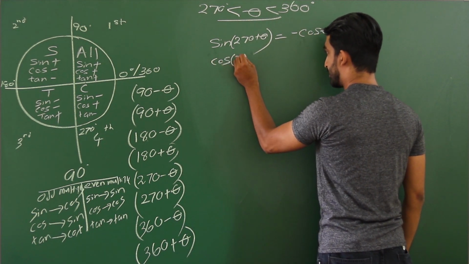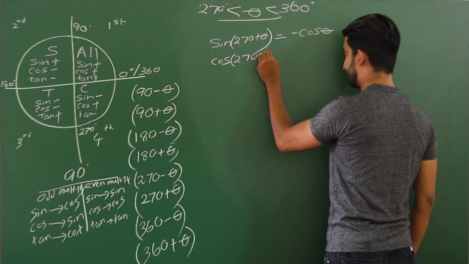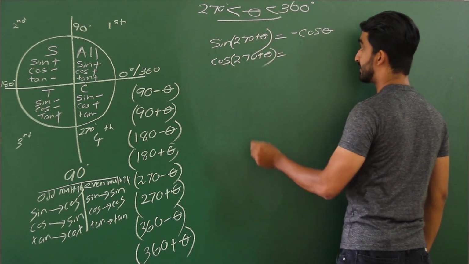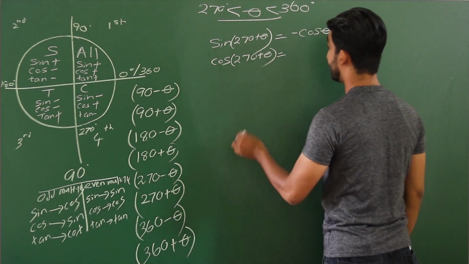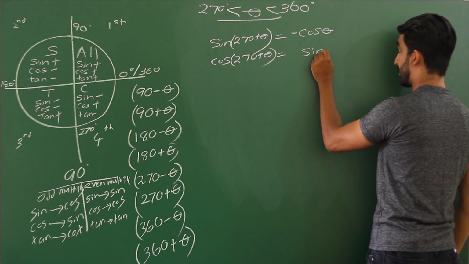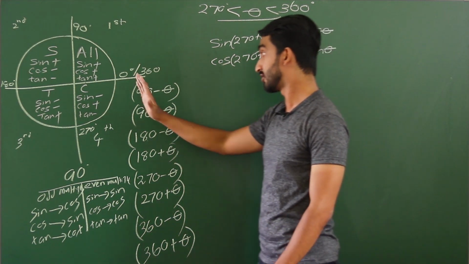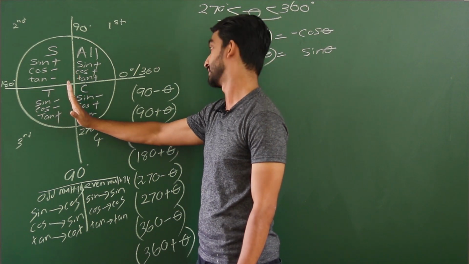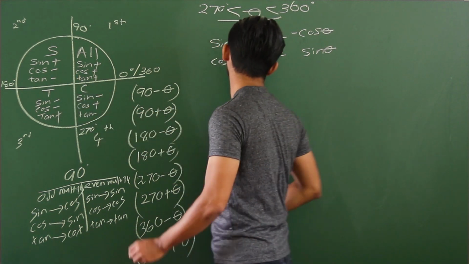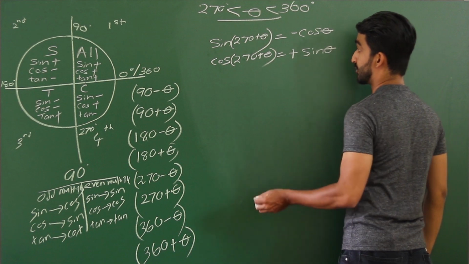Cos 270 plus theta equals, cos will change to sine because 270. By the way, this is the cos area, cos is the boss, so this is positive area, fourth quadrant, so this is positive.